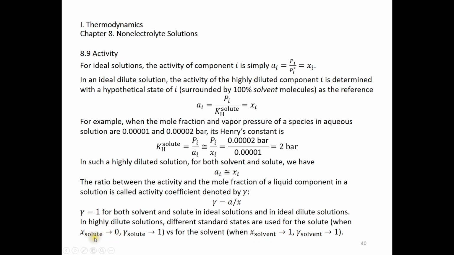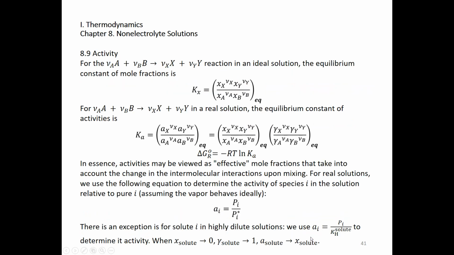So you can see we have 2 different limits over here. Over here, we're assuming the mole fraction of the solute is close to 0. Over here, we're assuming the mole fraction of the solvent is close to 1. But anyway, this case and this case together are reflected by this ideal dilute solution. In an ideal dilute solution, the gamma value of the solute is 1. The gamma value of the solvent is also 1.